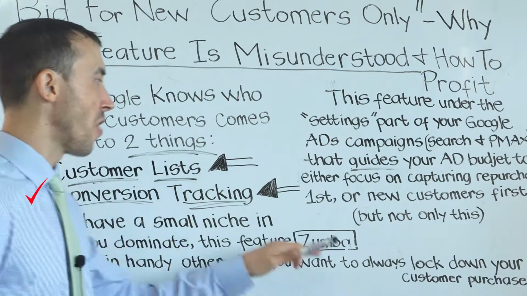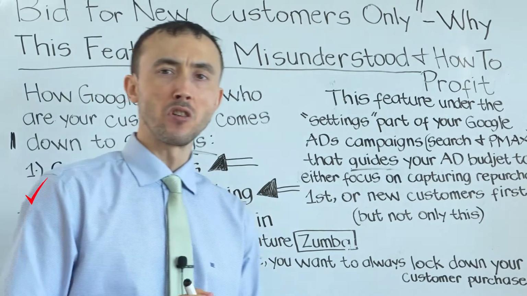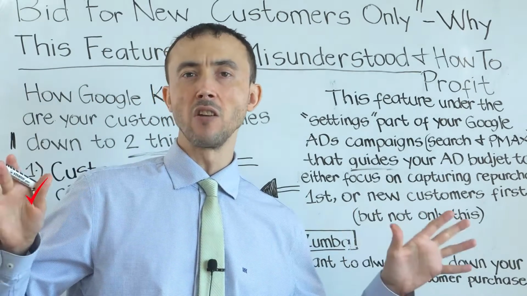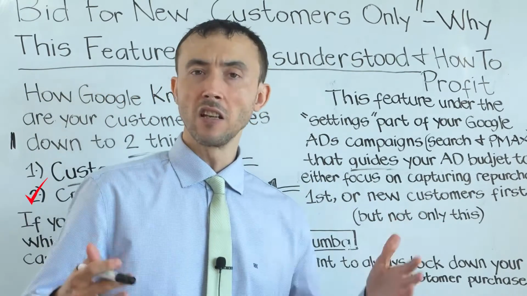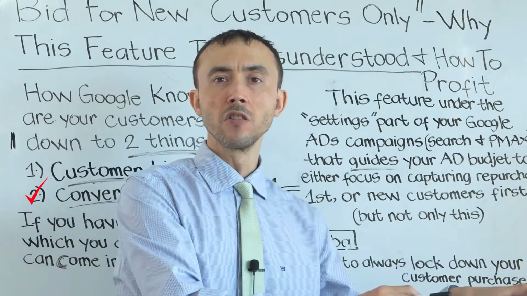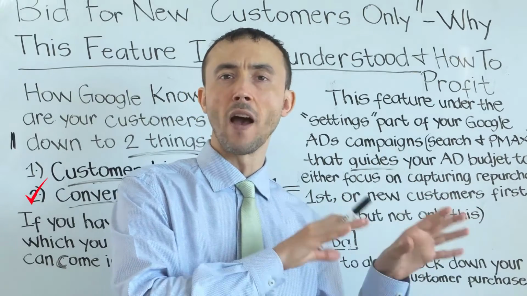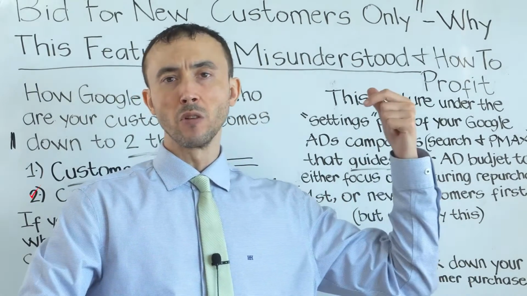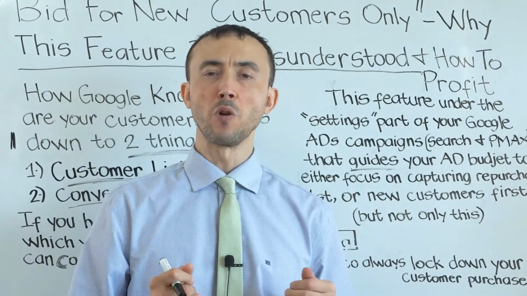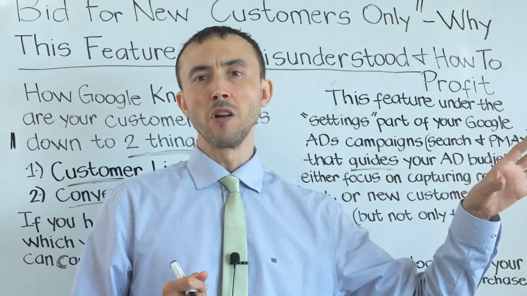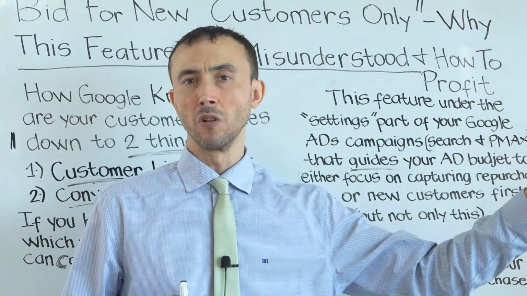Okay. Otherwise, you want to always lock down your customer purchase any way you can. If an existing customer is coming in, you actually want to go after them first rather than a new customer, because you're going to be able to acquire them for cheaper than a new customer, given that they're going to come to your website and convert at a higher rate than a new customer would, because the new customer has less confidence about you than an already existing customer that's coming through Google.